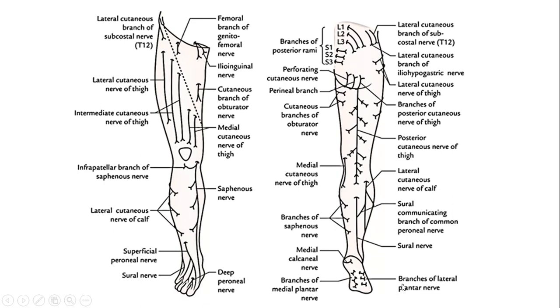In the foot there are the branches of the lateral plantar nerve and branches of the medial plantar nerve. So here is the cutaneous nerve supply of the lower limb, and if we check this we can confirm which part is deficient or damaged or not. So we can check the nerve supply of the limb. Here you can see the segment of the spinal cord involved can be checked by checking these cutaneous nerves.